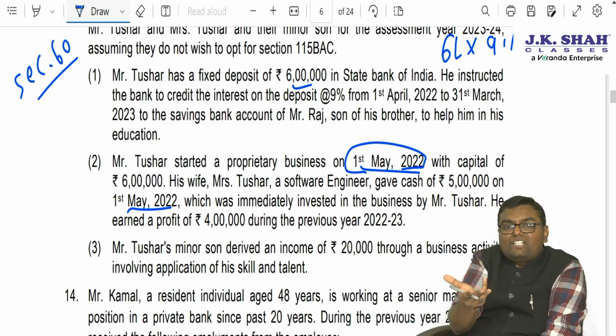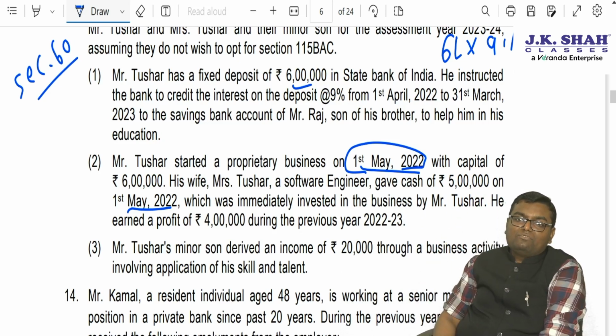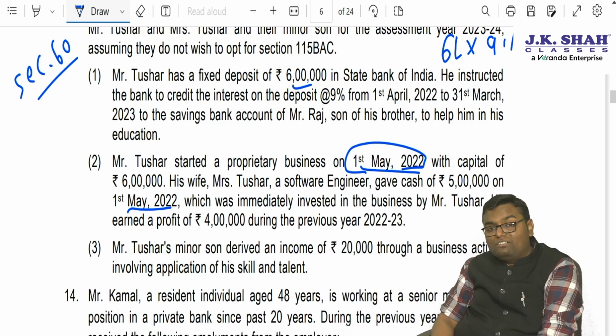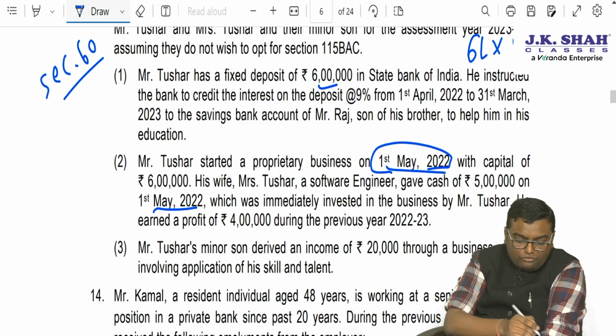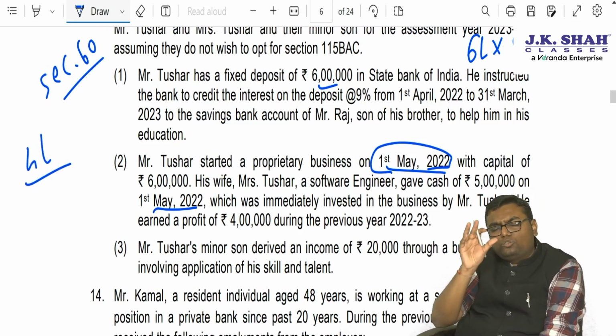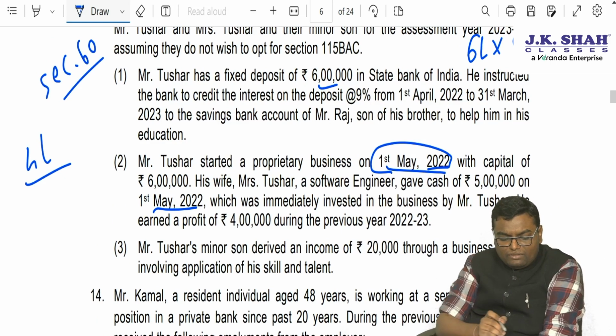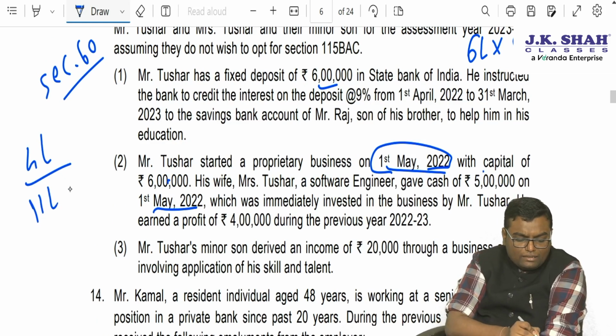So what is the first day of the previous year? 1st May, and the amount is invested on the first day of the previous year itself. So clubbing will apply. What is the total profit? 4 lakh. What is the total capital invested on the first day of the previous year? 6 lakh and 5 lakh, 11 lakh.